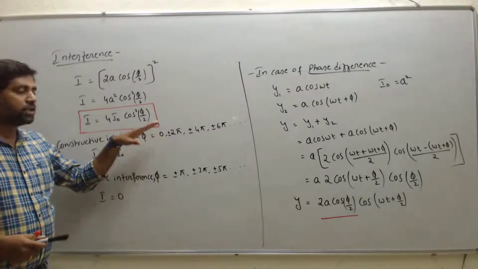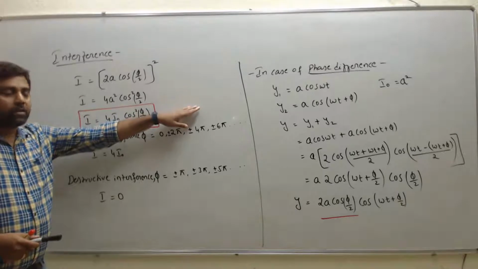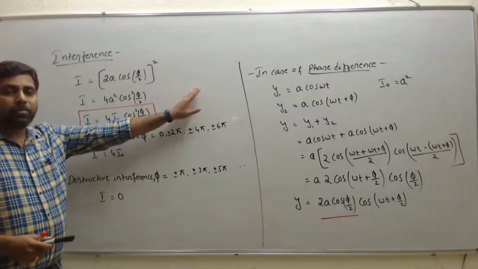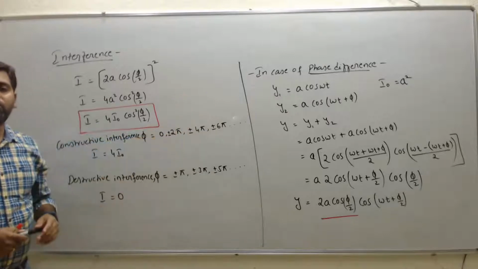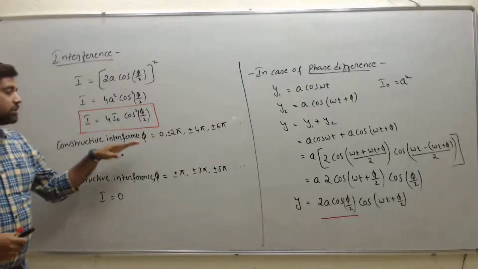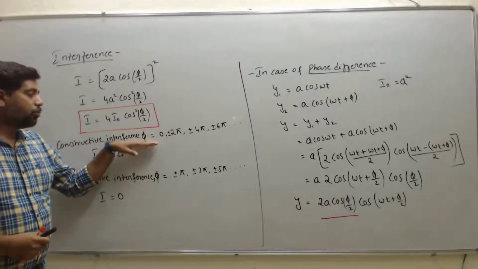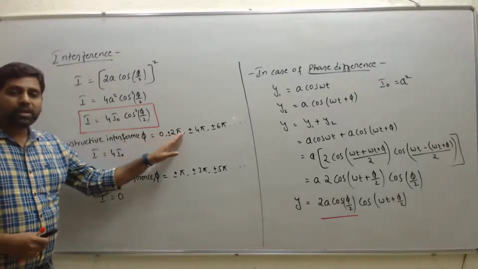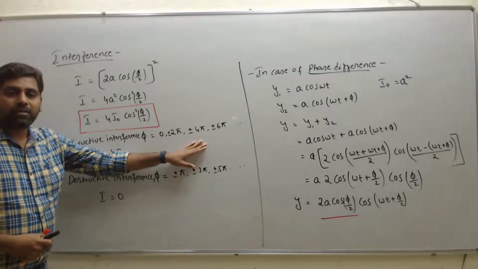For 2 marks, they may ask to write the conditions for the constructive interference. Then we have mentioned two. One is in case of path length, that is the difference between the paths is equal to n lambda. The value n varies from 0, 1, 2, 3 like that. Next, in case of phase difference, we have to write the value phi is equal to 0, plus or minus 2 pi, plus or minus 4 pi like that, right?